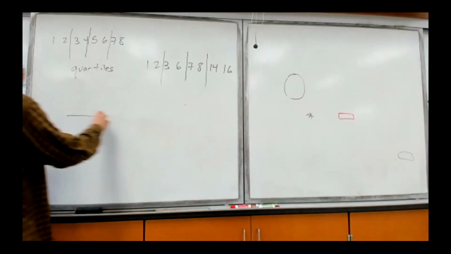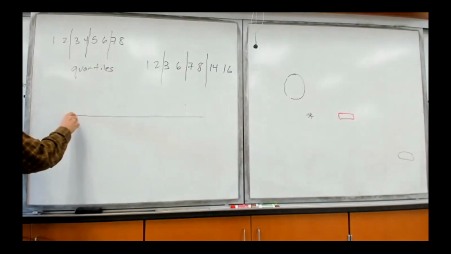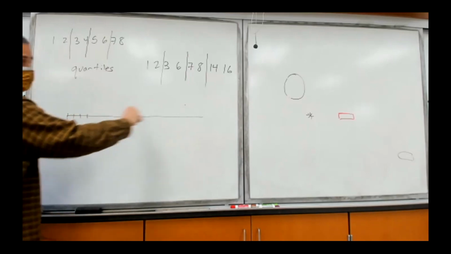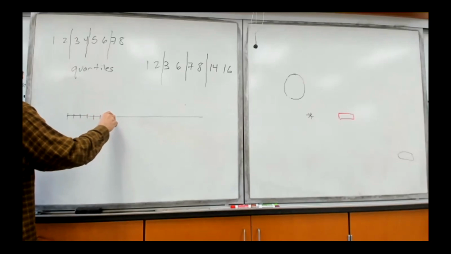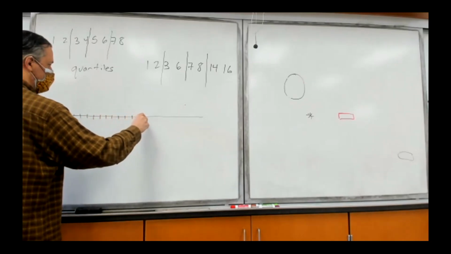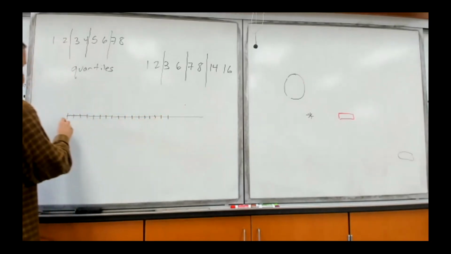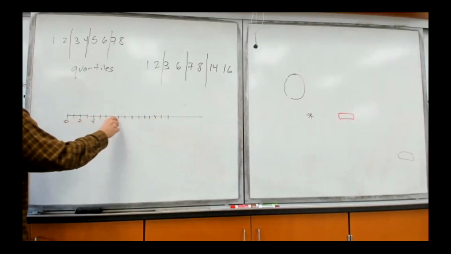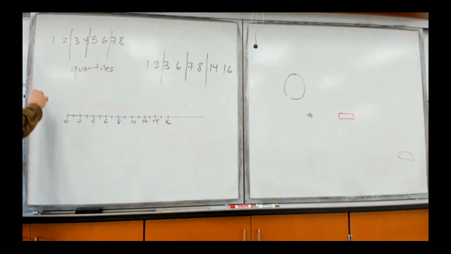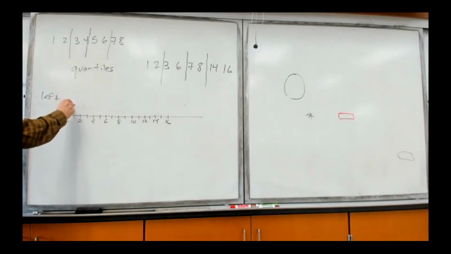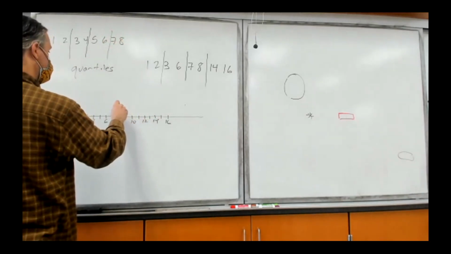Okay, and then we went ahead and displayed the quartiles on a number line. I'm going to do from 0 to 16. 0, 2, 4, 6, 8, 10, 12, 14, 16. Okay, so there's the one on the left. We're starting at 1, so I'll put a dot here right above the 1. We're ending at 8, so I'll put a dot here right above the 8.